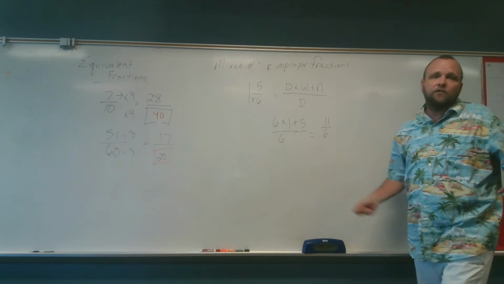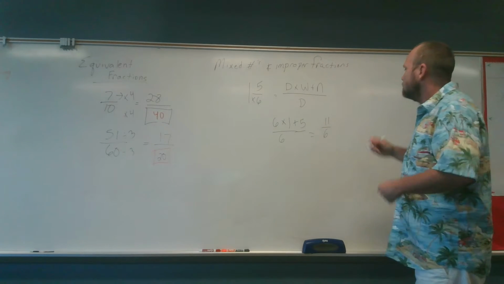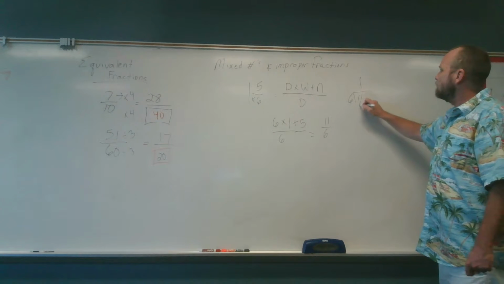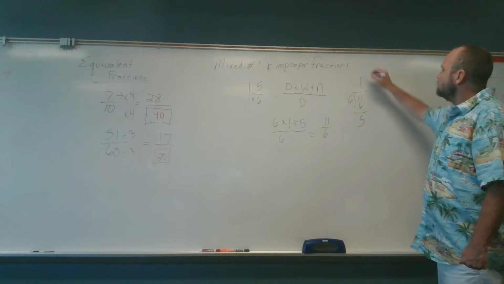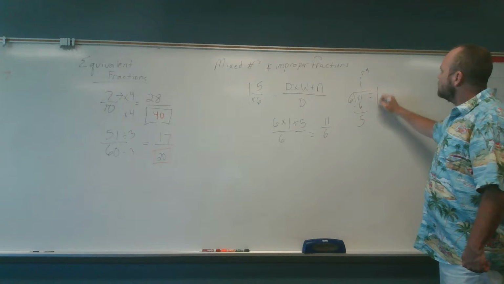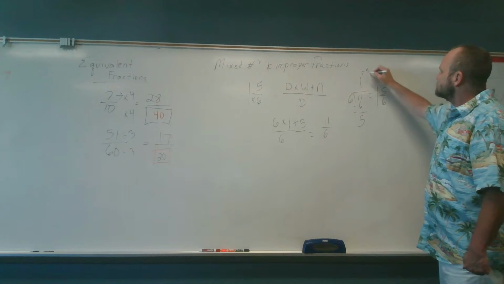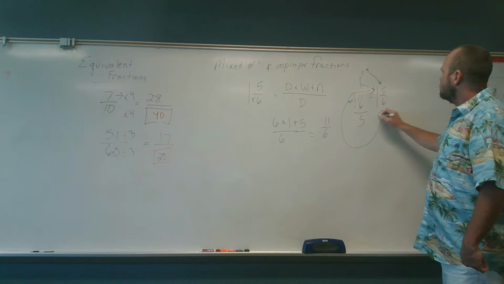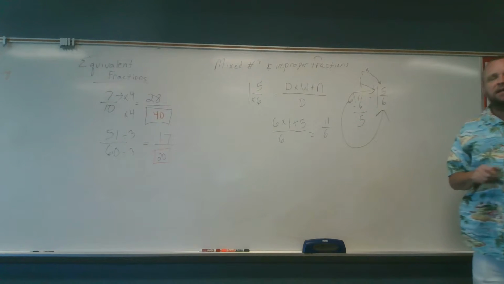Now I can check to see if it's right by doing just the opposite, by dividing 6 into 11. 6 goes into 11 one time. Subtract, I get a 5. So 1 remainder 5 does equal 1 and 5 sixths. That's your numerator. Your quotient is your whole number. And your denominator stays the same.